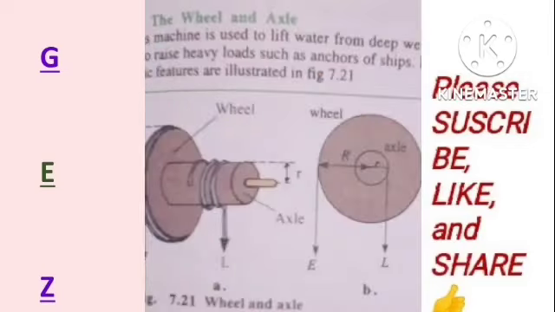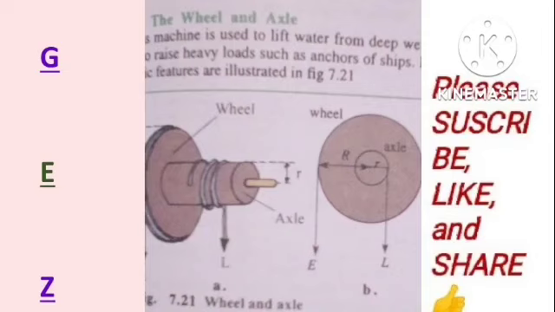The fifth machine which we will talk about in this video is the wheel and the axle, and it's a machine that is used to lift water from deep wells. It's used to raise heavy loads such as the anchor of ships, and it is illustrated in this diagram. You can see this wheel and axle, and how it works. It consists of a round cylindrical drum, round which a long rope is wound, leaving a free end where the effort is to be applied.